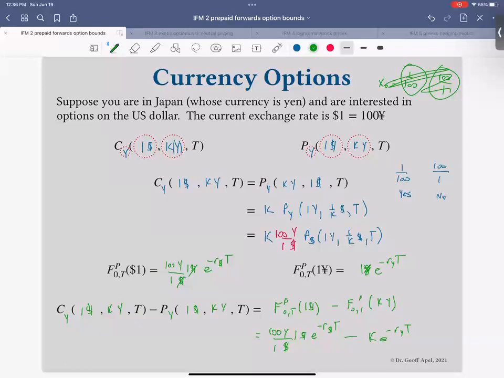Okay. Oh, and then we have a question here too. So having a hard time understanding how $1 as the stock price and K yen represents the put. Oh, the put strike price. So the K yens will be the strike, and the $1 is like the stock.